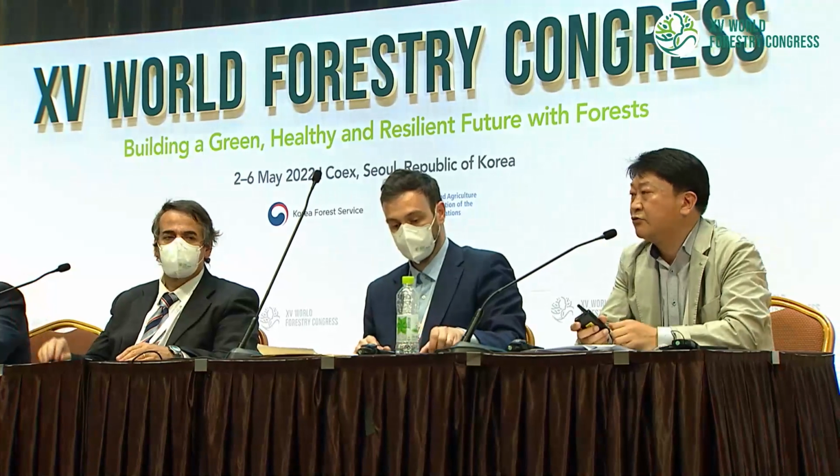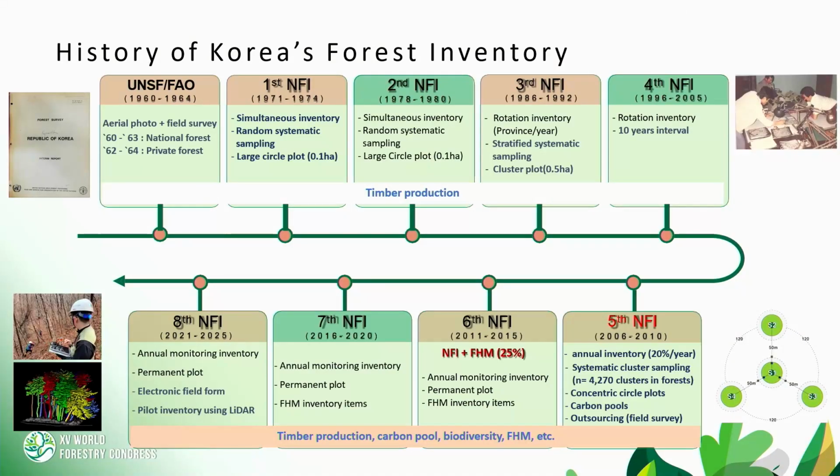Thank you, Marco. Today, I would like to introduce our national inventory systems for assessing forest resources and supporting the greenhouse gas inventory. This slide shows a brief history of our national forest inventory. Our government began its modern NFI system in 1960 through the help of the UN Special Fund and the FAO. I would like to thank the FAO for their support again. It was in 1971 that Korea started its first NFI.